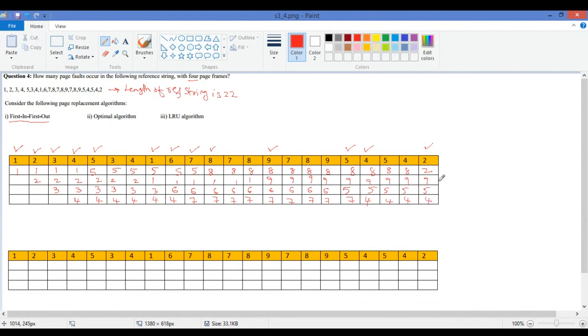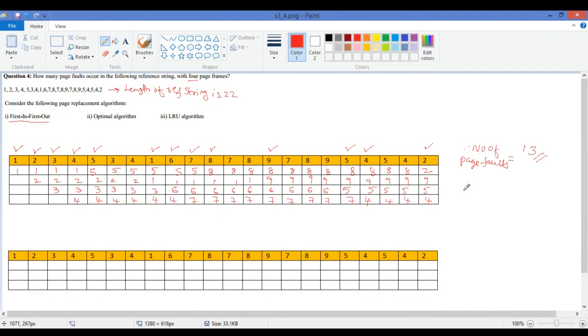Now, here you need to find out the number of page faults. So you write: therefore, number of page faults is equal to, just count the number of ticks: 1, 2, 3, 4, 5, 6, 7, 8, 9, 10, 11, 12, 13. Okay, 13.